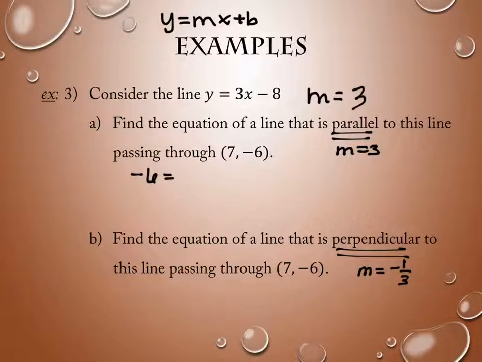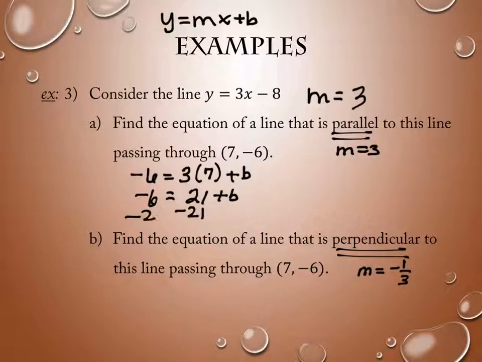The slope value is 3. The x value is 7. And the b value is what I'm looking for. So what is 3 times 7? 21 plus b. And then I would subtract the 21. What is the b value here? Negative 27.